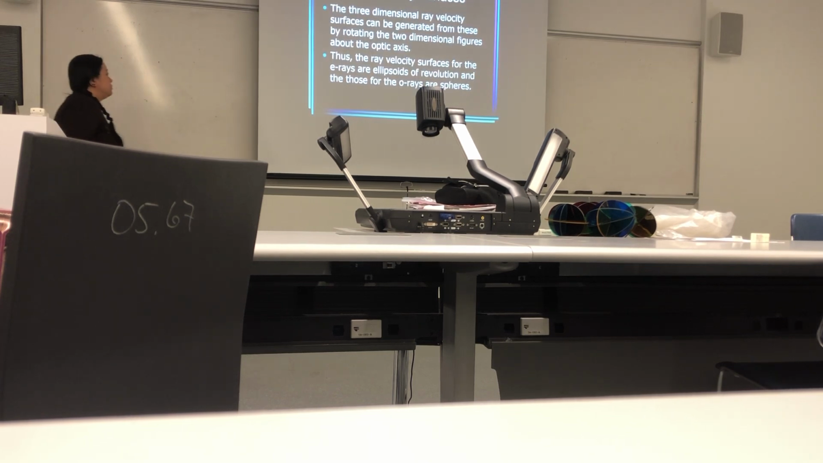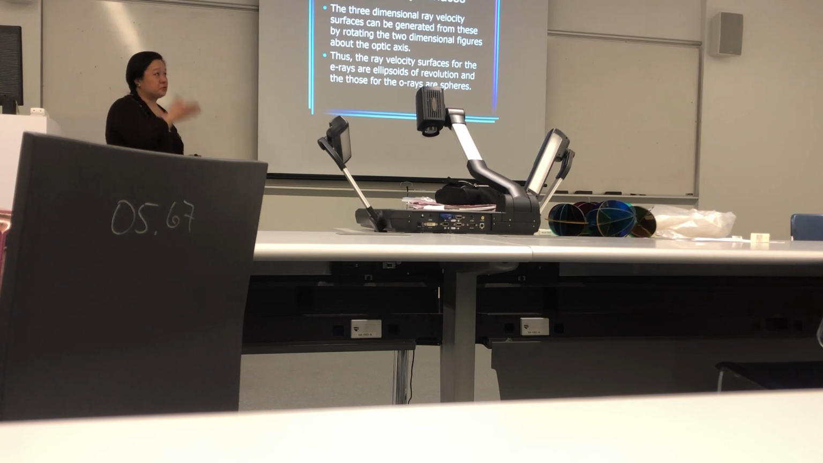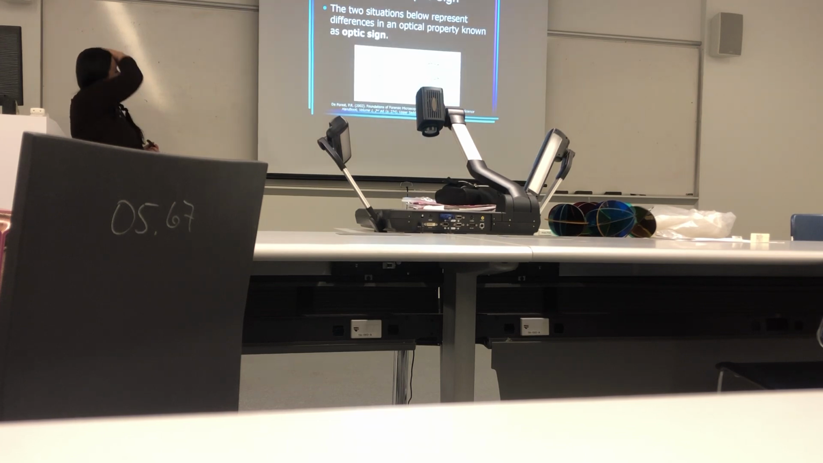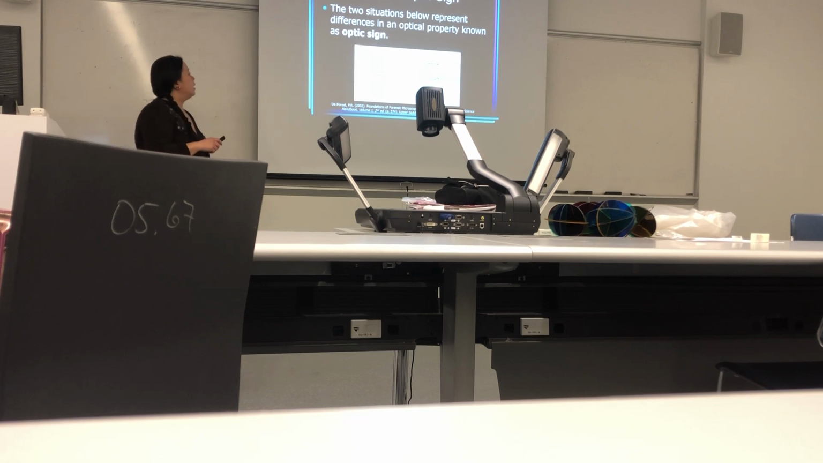So the three-dimensional ray velocity surfaces can be generated from, I already mentioned this, the two-dimensional versions you saw, where it was a circle and an ellipse. The idea is if you rotated the circle around in 3 dimensions, it would be a sphere, and if you rotated the ellipse around in 3 dimensions, it would be an ellipsoid of revolution. So that's what this means. Ellipsoids of revolution, and the O-rays are spheres. I kind of already jumped ahead with this when I showed you the earlier exact same images.